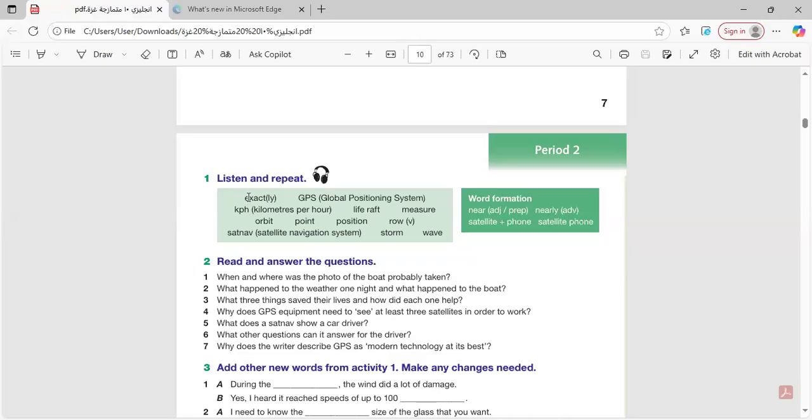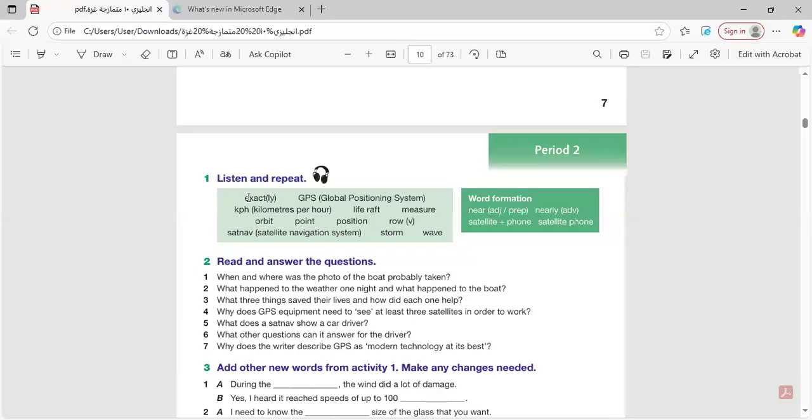Measure means take the size, to measure the window, measure the window to know the size, how long, the length and the width. Orbit means, yeah, orbit. So the earth orbits the sun, means go around in a circular way, okay? Circular, okay? Orbit.